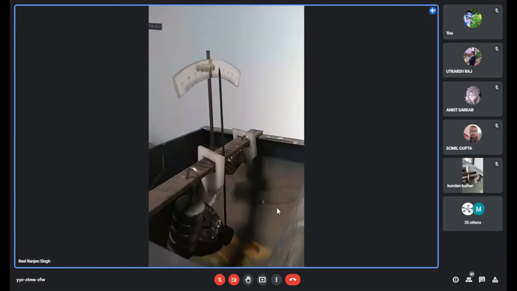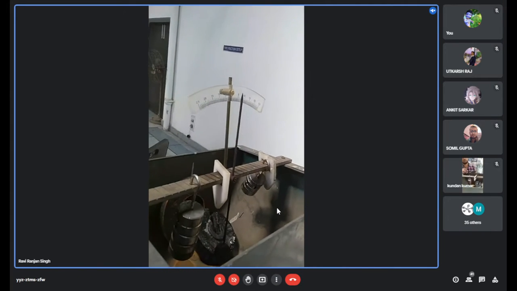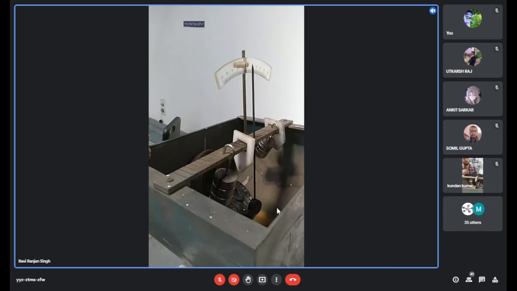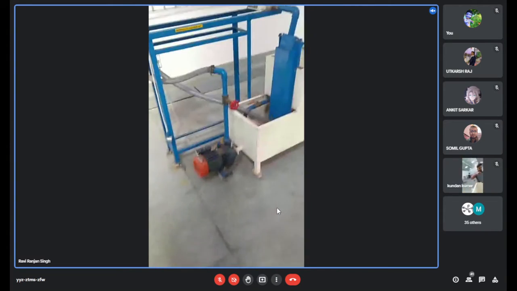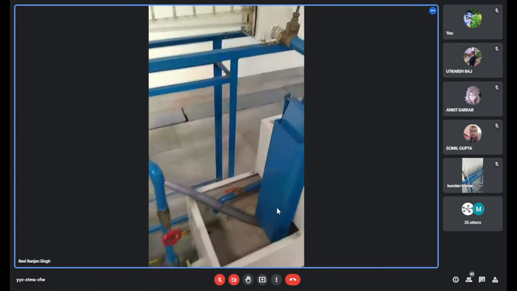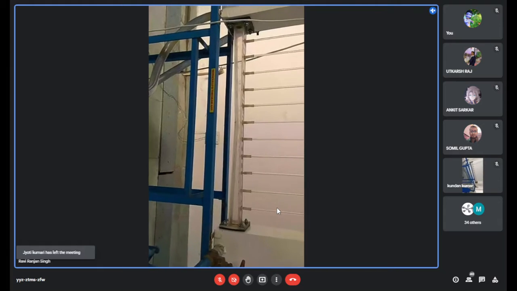And this is the compass. We have that meter by which we can calculate the angle of the tilt of the ship. Okay. And the second, we have the Bernoulli's theorem experiment, in which we will verify the Bernoulli's theorem. This is the setup of the Bernoulli's theorem.